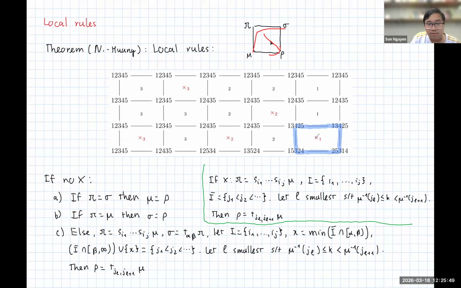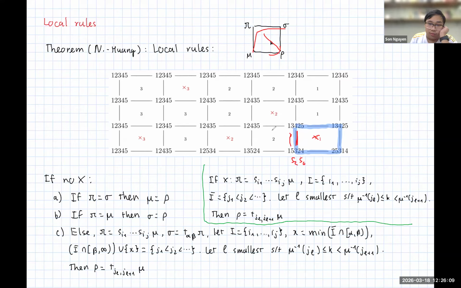So the fourth one is when you have an X here. Then what you know is these two are definitely not the same. You know that these two are related by some simple transposition. So to get from here to here, I would have to do S4 and then S2.